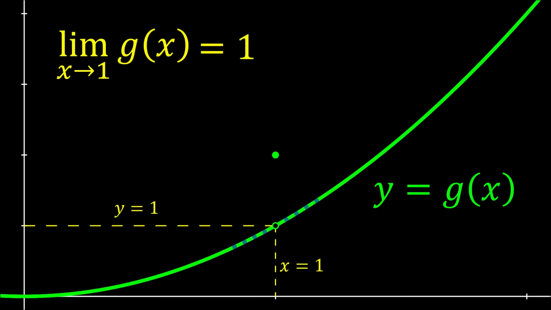This example once again didn't care about what the function actually did at x equals 1. Instead, the limit only cared about what the function looked like it was going to do as x approaches 1. Limits really do give you a whole new perspective on a function's properties.